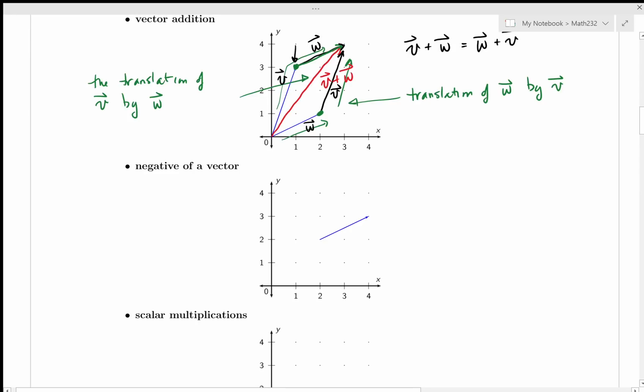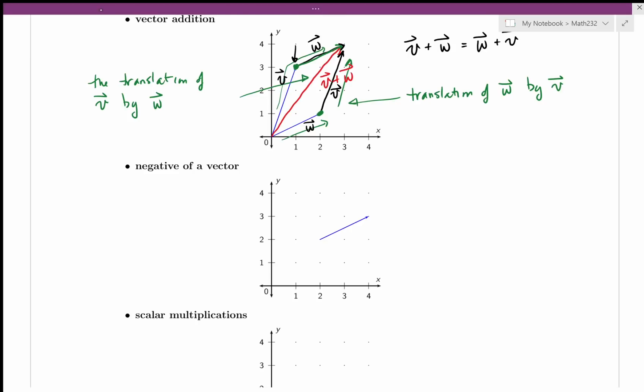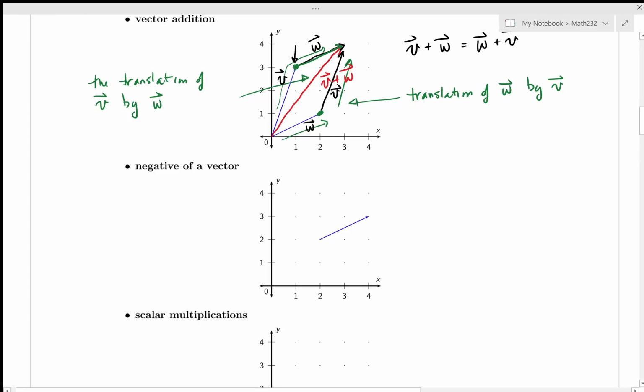Okay, what does it mean to have a negative of a vector? It just means that it has the same magnitude, that's the length, but opposite direction. Okay, so the minus W is down here like that. If this is W, this guy here is minus W. So that is taking a negative.